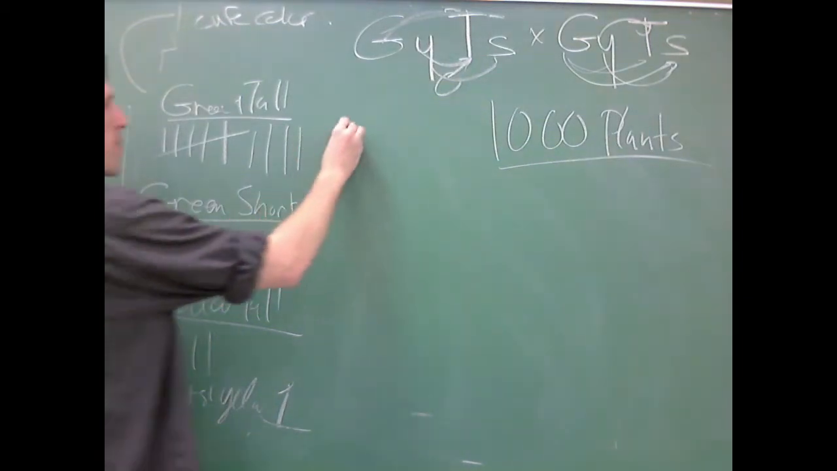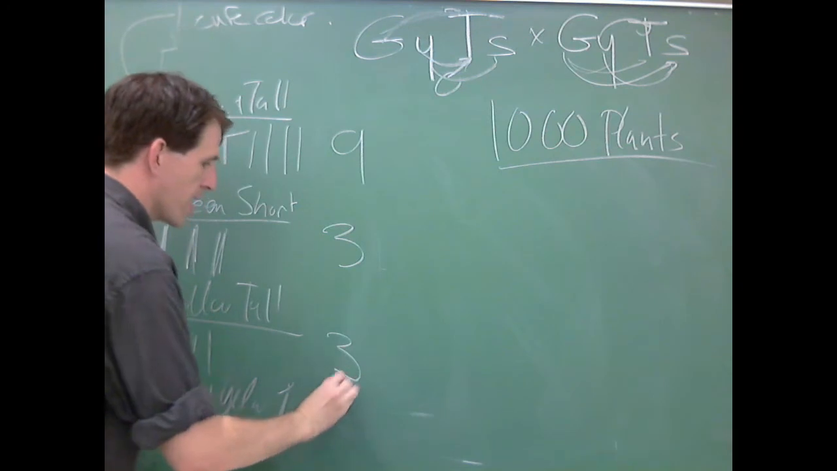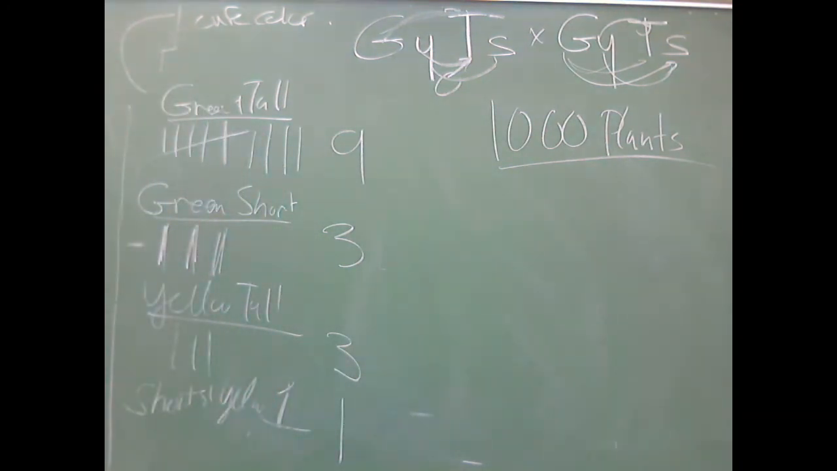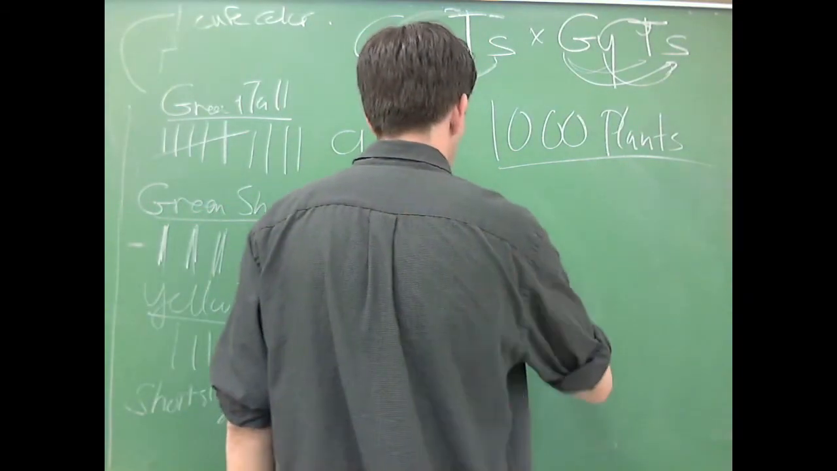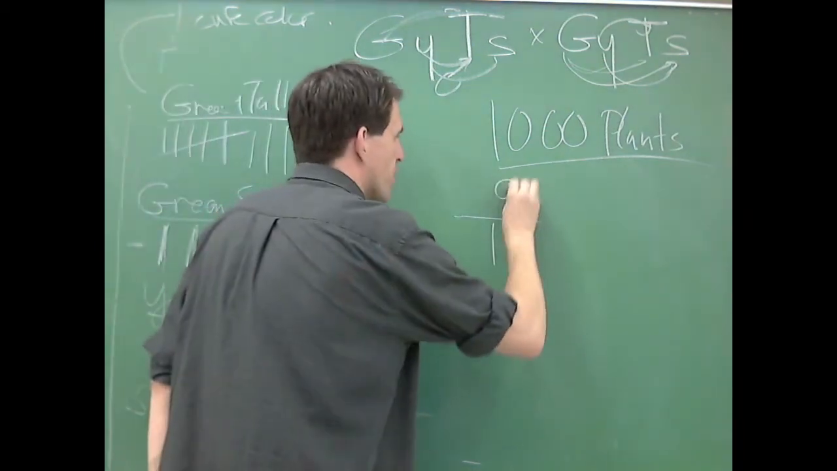So we said that this is a ratio of 9 to 3 to 3 to 1, right? All right? How you do it? You add up every number in your ratio. That's your denominator. Your numerator is the specific number you're looking for. 9 plus 3 plus 3 plus 1 is what? 16. How many is going to be green and tall? 9 over 16.